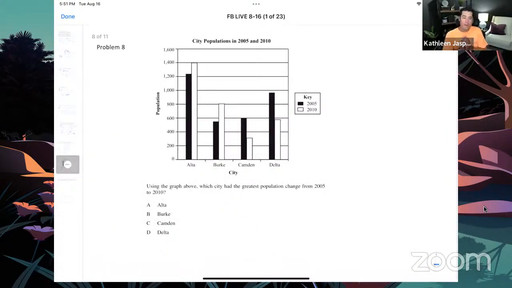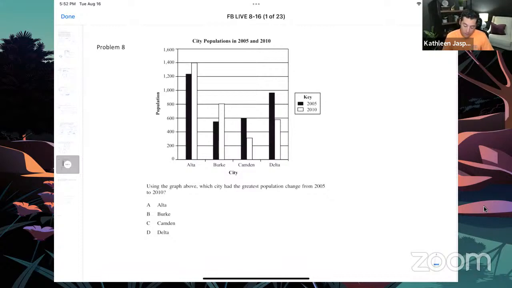All right, problem number 8. We have a graph of city populations in 2005 and 2010. Here's our graph. It shows what the key is, 2005. The question asks, using the graph, which city had the greatest population change from 2005 to 2010?